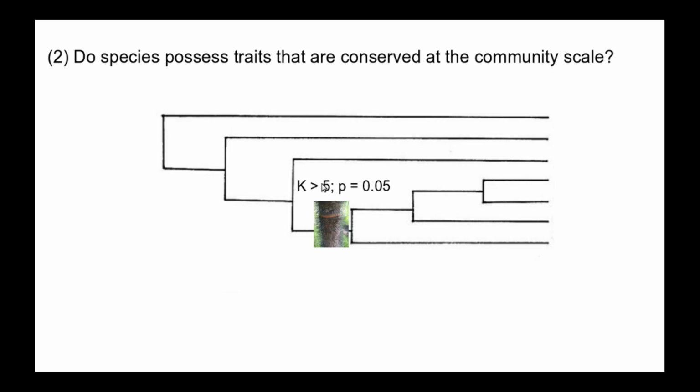So we calculated Blomberg's K statistic. Values of K greater than 0 and smaller than 1, which is not the case here, indicate trait lability. So close relatives present traits that are more different than expected by chance, while K values greater than 1, which is the case here, indicate trait conservatism. So close relatives present traits that are more similar to each other than expected by chance, which is the case of spines here in Bactridinae.